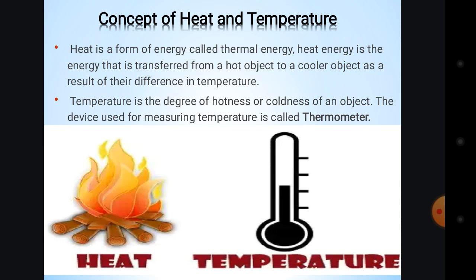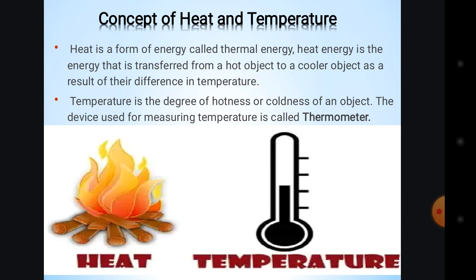So you see, it is a transfer between the object that is hot and the object that is cool, due to the change in temperature. And when we say temperature, temperature is the degree of hotness or coldness of an object. So the temperature is about the degree of hotness, and also the coldness of an object.